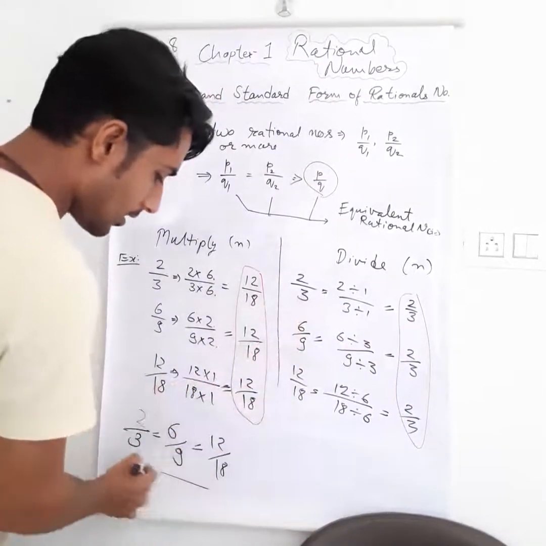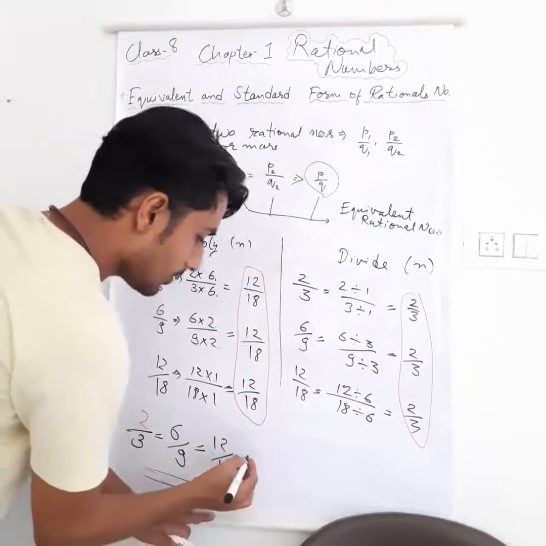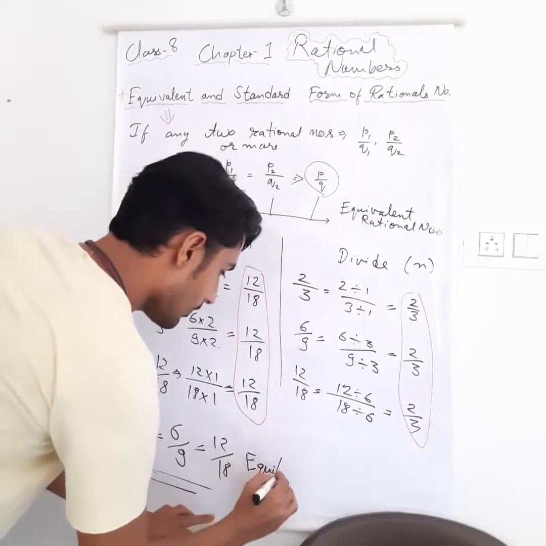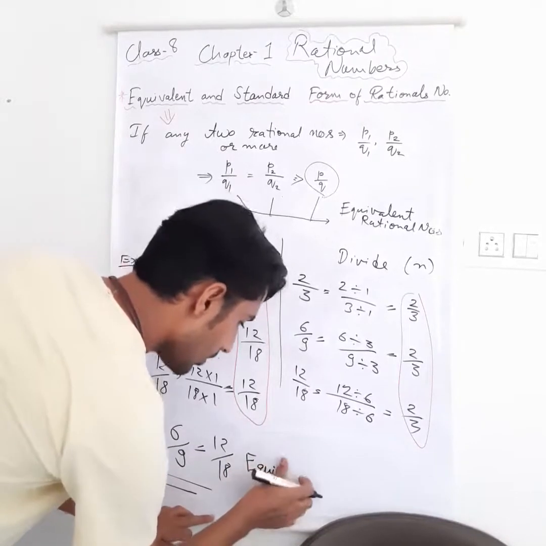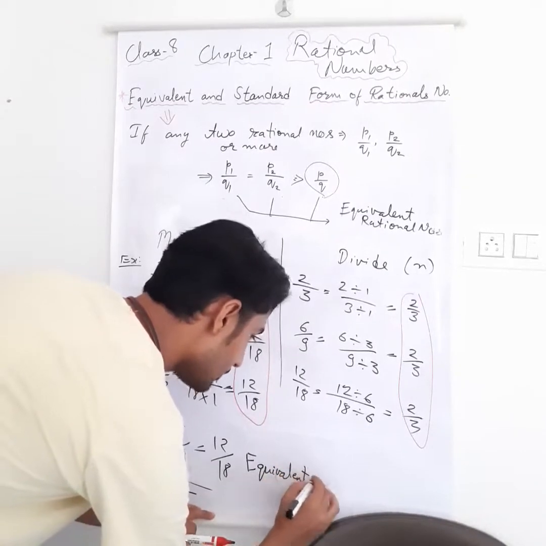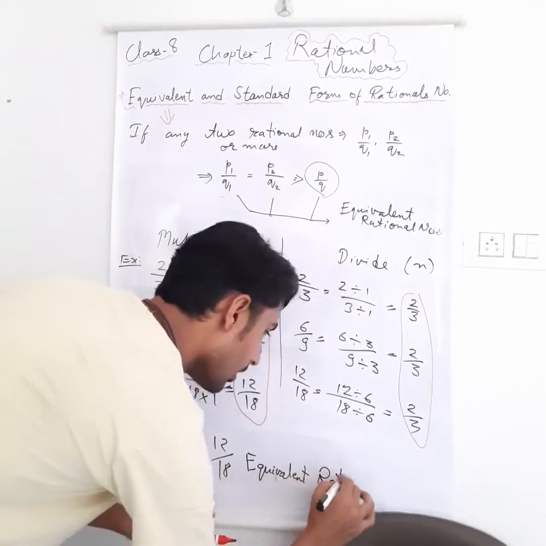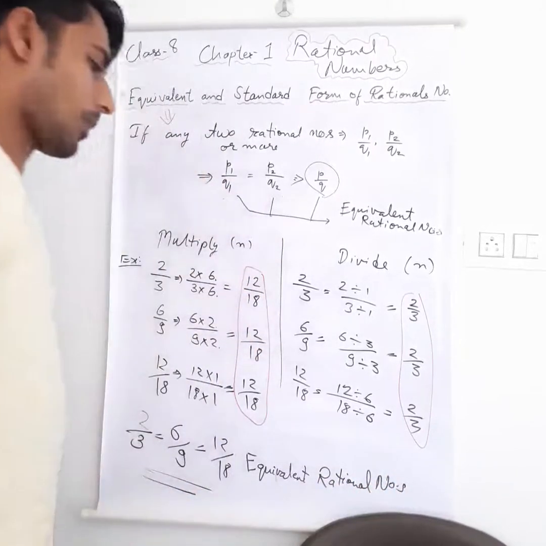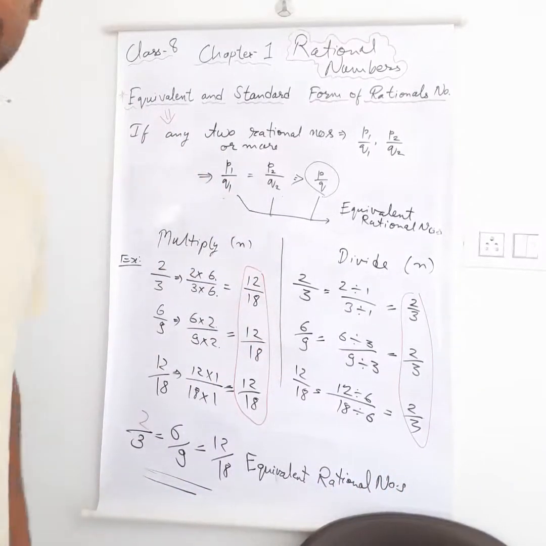So these are equivalent rational numbers. Okay, understood?